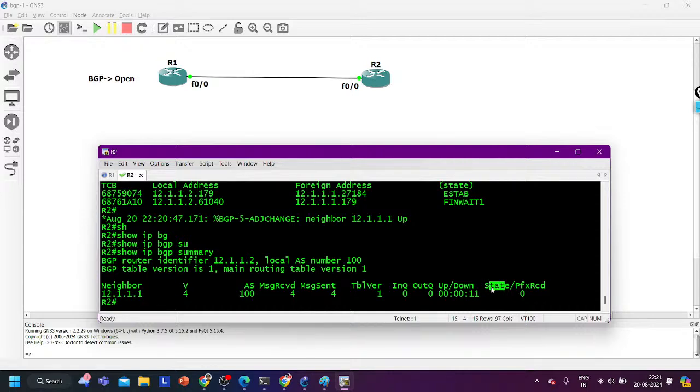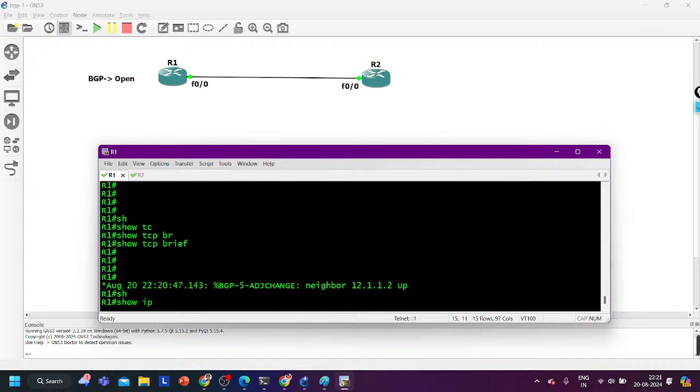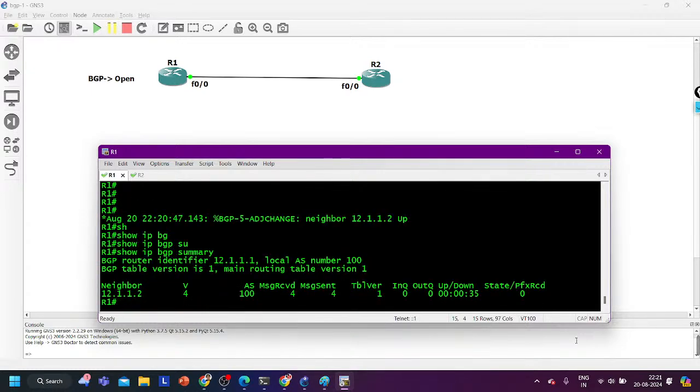And guys, if your BGP is working fine, then there will be nothing here. The state will be blank. Blank means Established. Now it has not received any prefix from its neighbor. Router number 1 has also not received any prefix from its neighbor. Now let me do one thing.